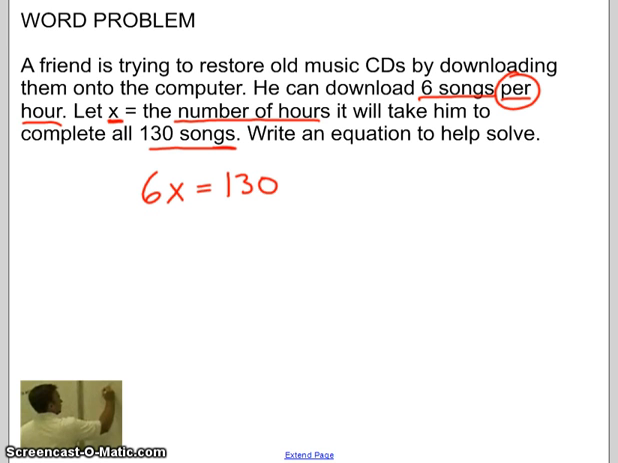And let's see if we could solve this. Divide both sides by 6, because it's multiplication, so we're going to do division to get rid of it. We get X equals 130 divided by 6. You're going to get 21.67. So what that means is it's going to take about 21 hours or almost 22 hours to download. We'll round up.